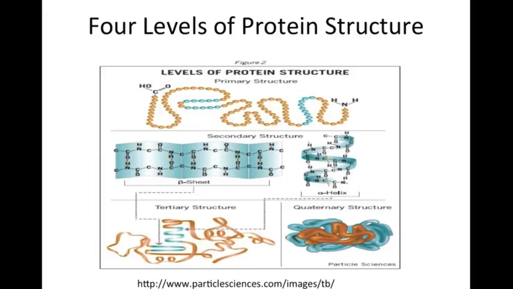Four levels of protein structure. The four levels of protein structure are primary, which is just the amino acid sequence; secondary structure, which includes alpha helix and beta pleated sheets; tertiary structure, which is just a three-dimensional shape; and quaternary structure, which is when one or more polypeptides come together to form a structure. The three-dimensional structure of a protein determines its function, for example, creating binding sites for other molecules.